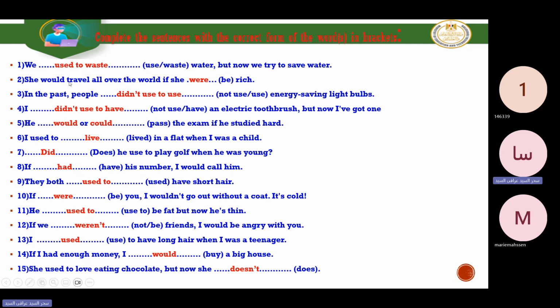Number two, she would travel all over the world. If she, of course, we have here would plus an infinitive. So the sentence after if should be past. If she were rich. We can use here, of course, was, but formally we use were. In the past, people not use energy saving light bulbs. Of course, the negative of used to, didn't use to. So in the past, people didn't use to use.